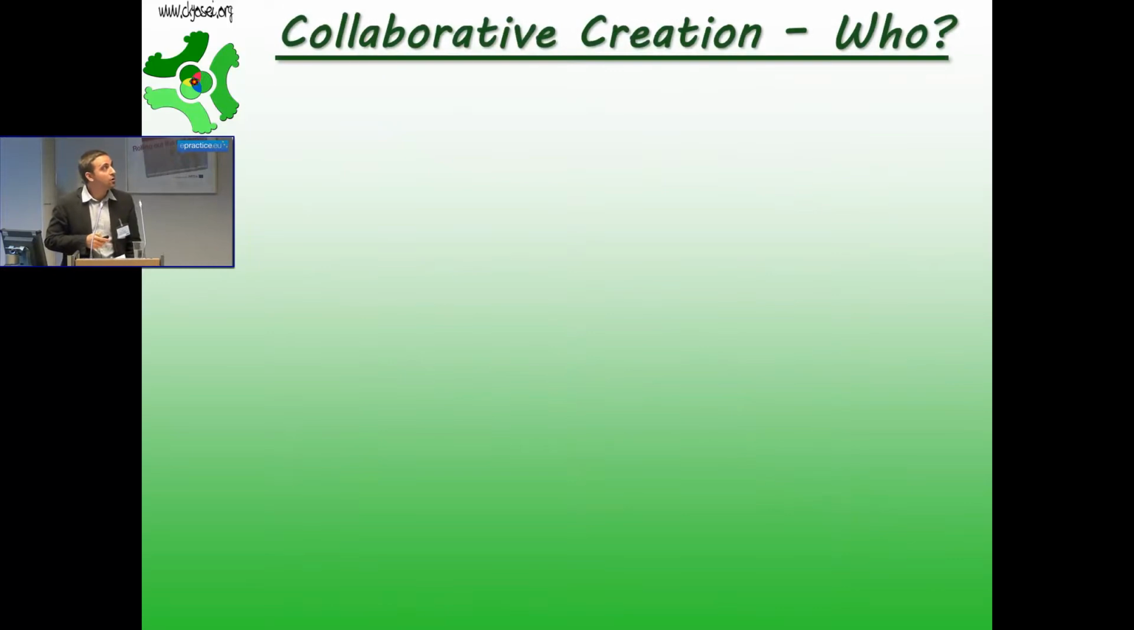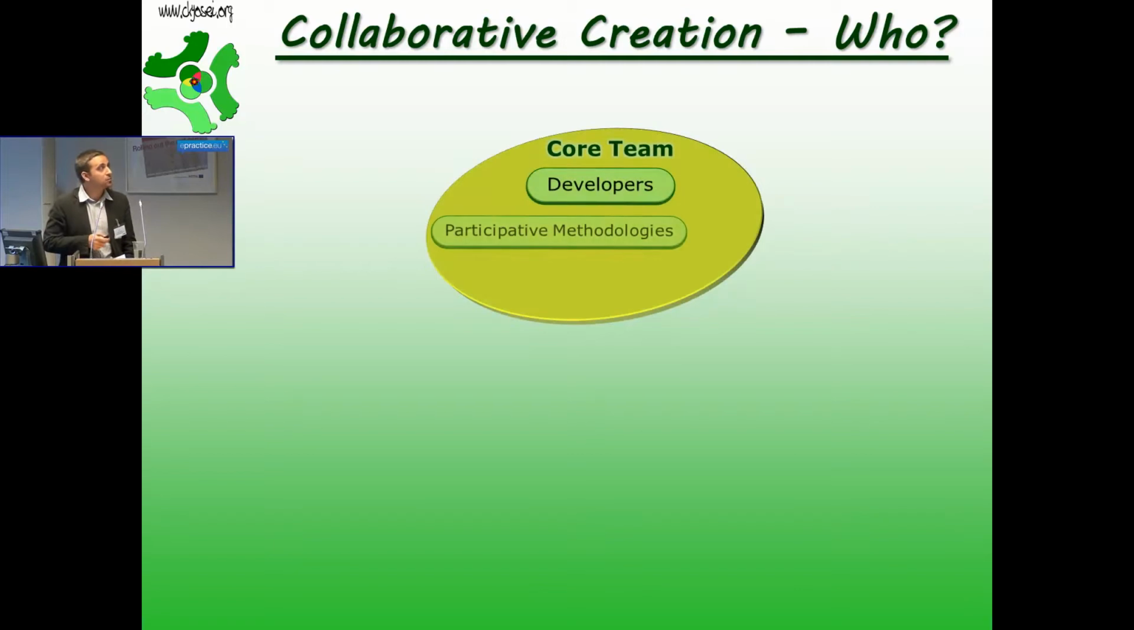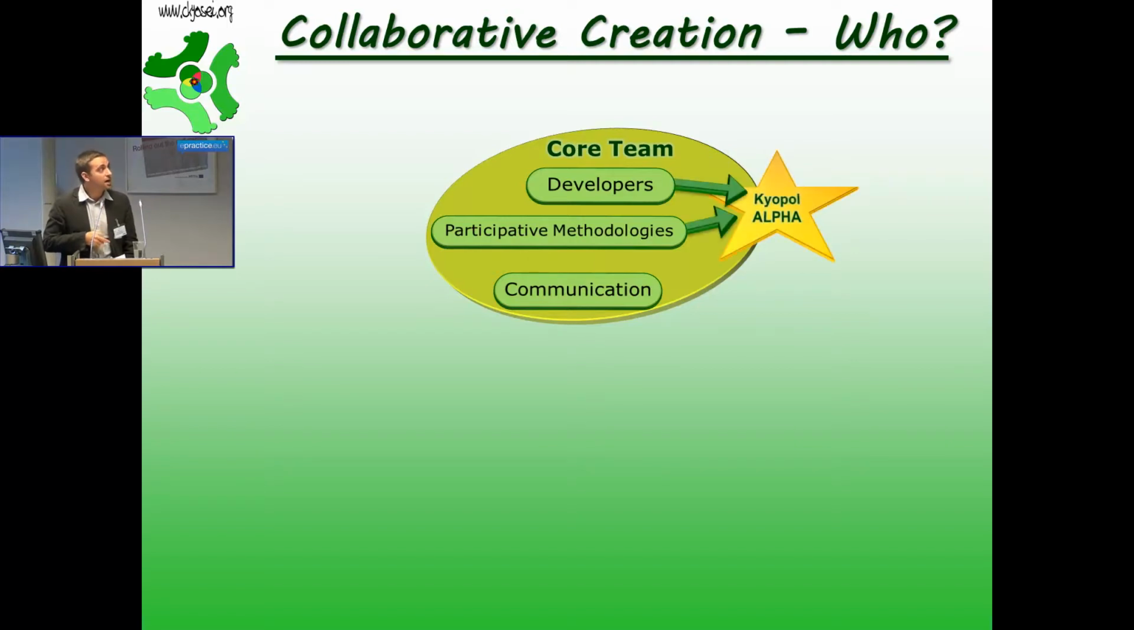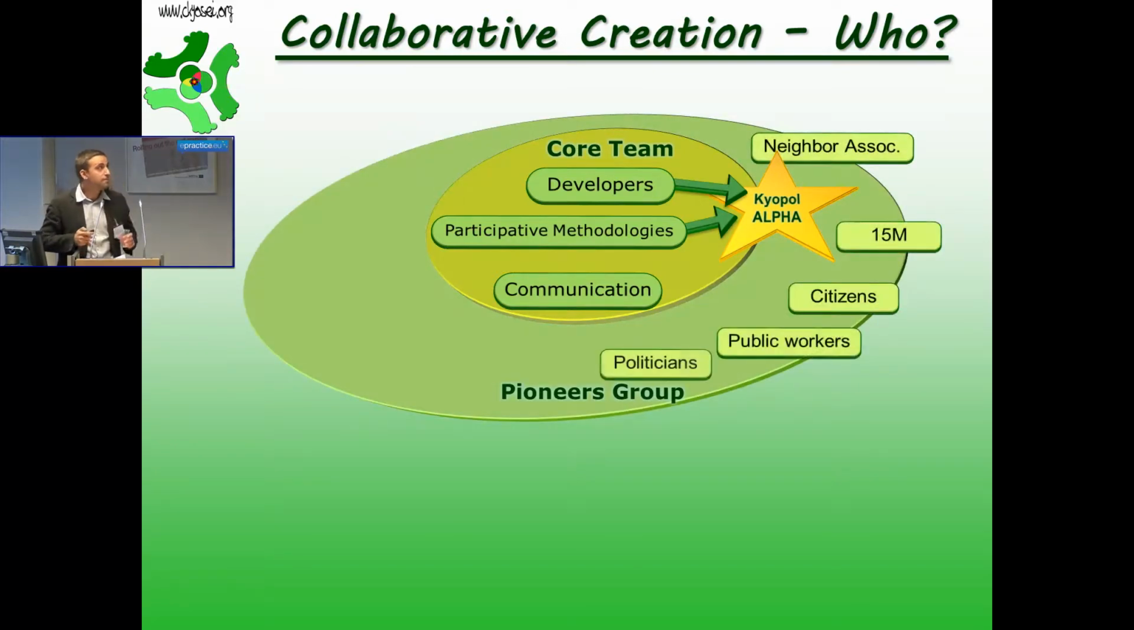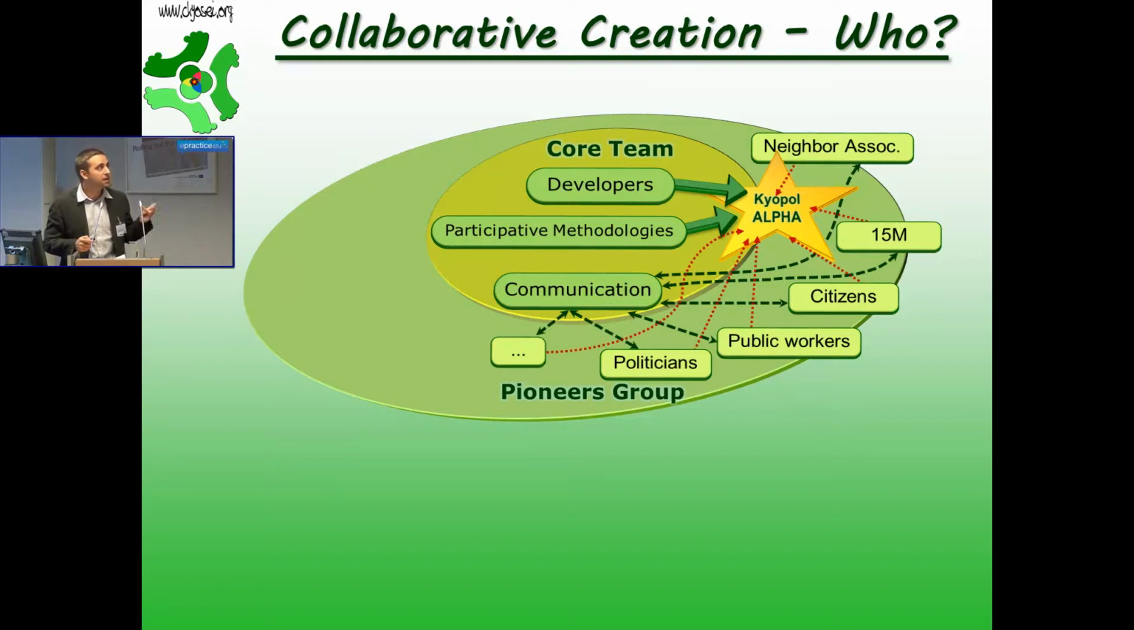Okay? So who are we? We are doing this project with almost no resources. We are just working on it voluntarily, and we have a core team which contains some developers, some people who are experts on participation, and some people working on communication. And we are trying to create this alpha, and for that we have this pioneers group who are helping. We keep communication with them, and they are helping us to create the functionalities, the participatory processes that are built around the system, the methodological approaches, and the didactic materials that are going to be used.